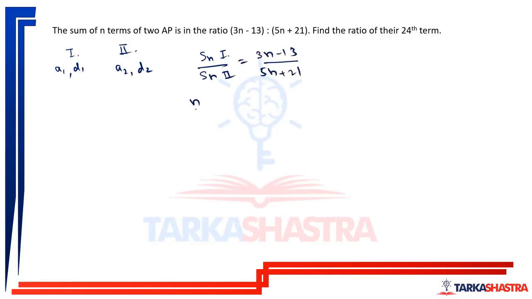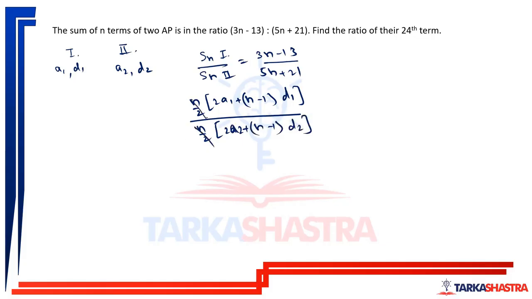Now the sum of n terms will be n by 2 into 2a1 plus n minus 1 d1. And this is n by 2 into 2a2 plus n minus 1 d2. This n by 2 gets cancelled. This is 3n minus 13 upon 5n plus 21. We have to find the ratio of their 24th terms.